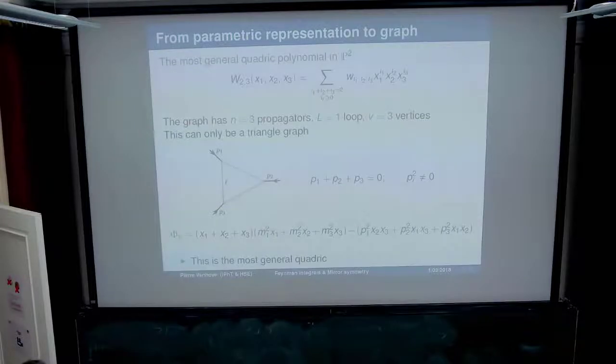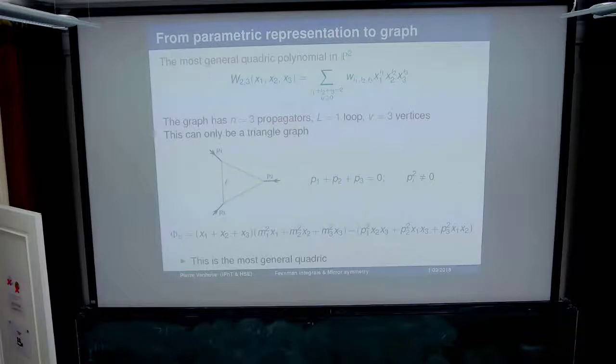And let me work out some examples. So suppose I look at a most general quadric in P2. That means quadric, so L plus 1 is 2, which means it's a one-loop graph. And it's in P2, so n minus 1 is 2, that is n equals 3. Three propagators, one loop. By the other characteristic, it's 3 vertices. So that means it's only this graph here.